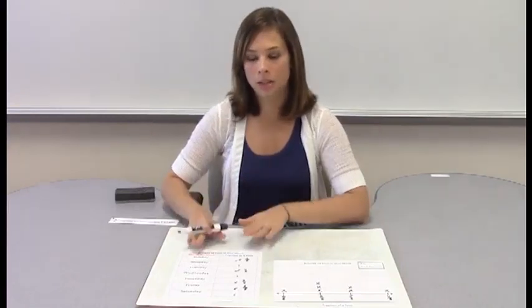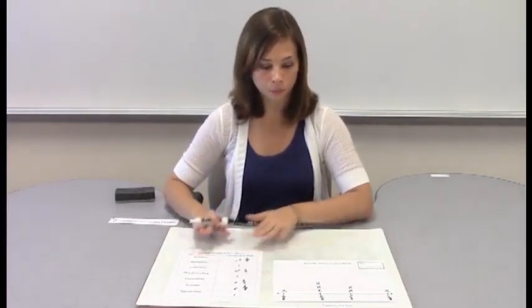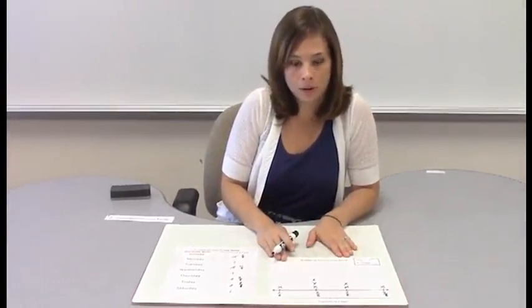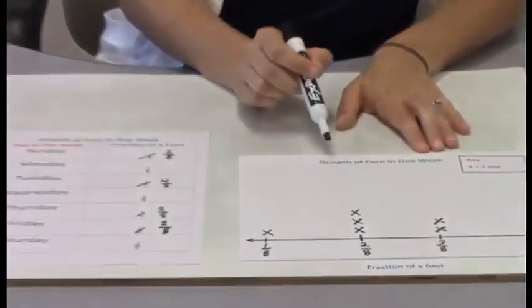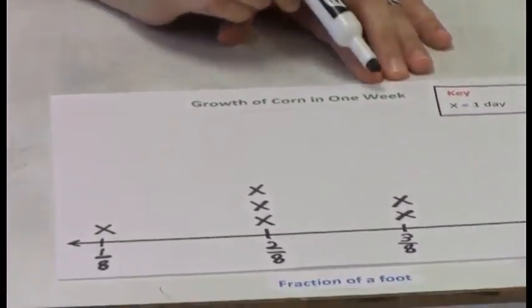Today we will be solving problems using data from a line plot. In my first video, we created a line plot using the data from this table. So if I look at the line plot that we created, I can see that the data represents the growth of corn in 1 week.